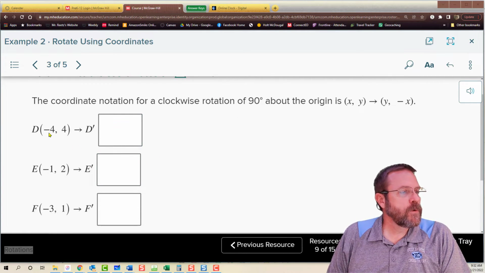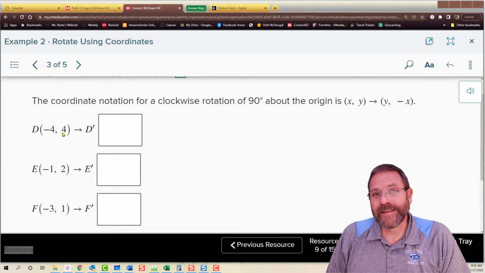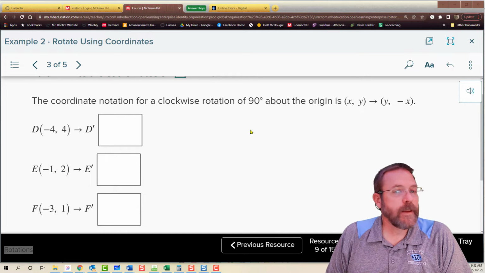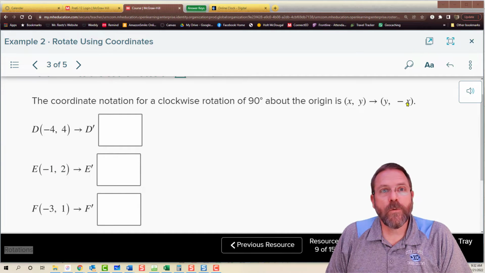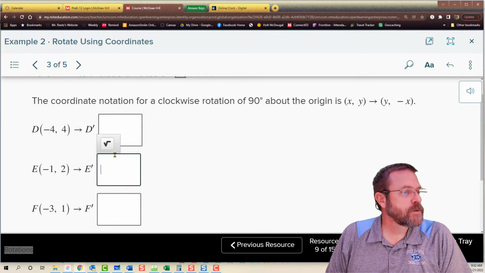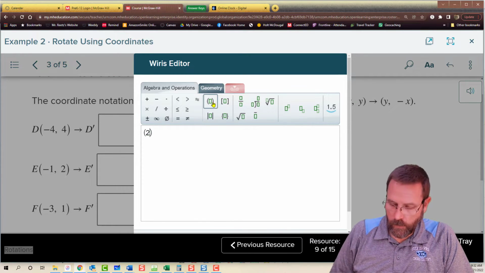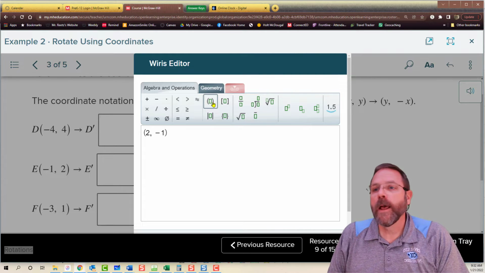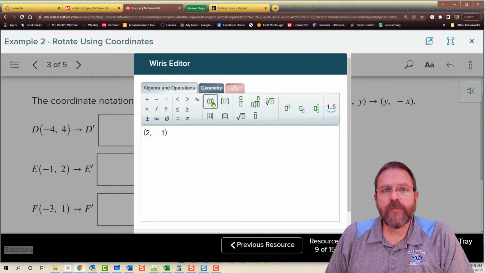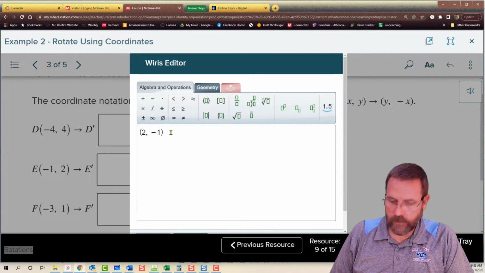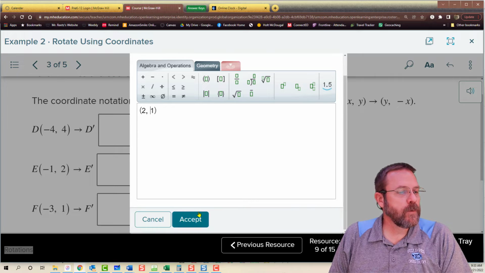I'm going to start, instead of starting with D, which would be confusing because you have the same sort of number, you have opposites, -4 and 4, I'm going to start with E. And the pattern says we're going to flip the order of them, and whatever the x value was, we're going to do the opposite of it. So for E, it was -1, 2. So instead, I'm going to end up doing 2, -1. But I need the opposite of my x value. The opposite of -1 is going to become +1. So now I'm going to have a +1 there.